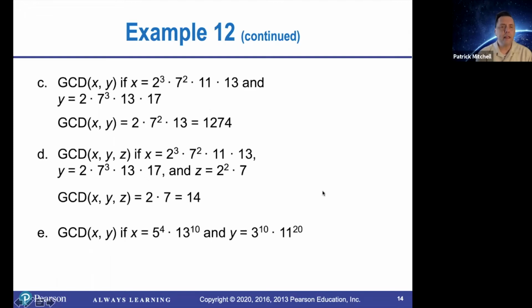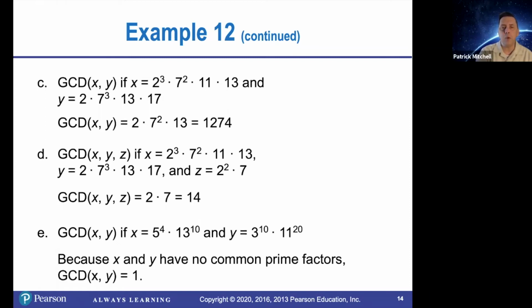And finally, find the GCD of x and y. If x is 5 to the 4th times 13 to the 10th, and y is 3 to the 10th times 11 to the 20th. So this time, those 2 numbers have no prime factors in common. And when your 2 numbers have no prime factors in common, that means the GCD is 1.